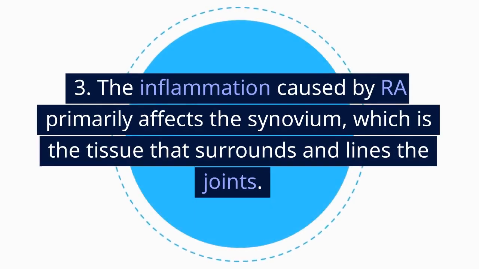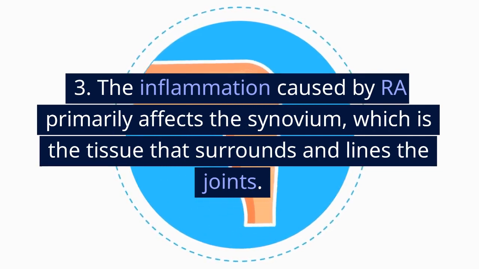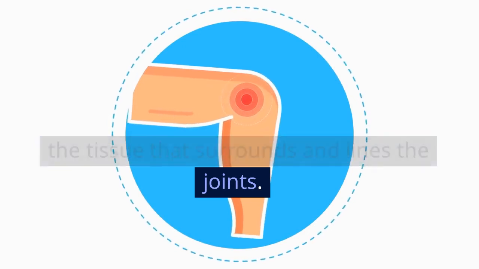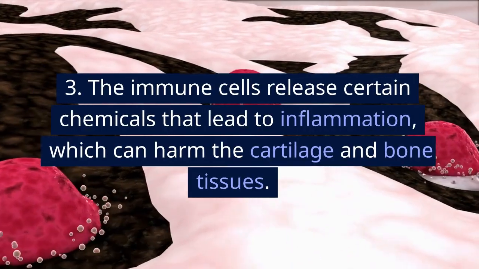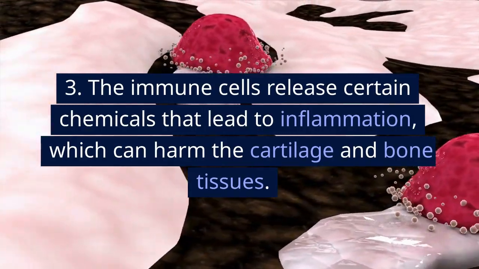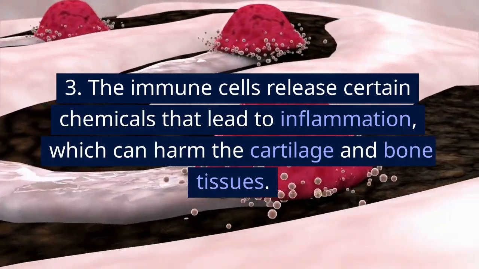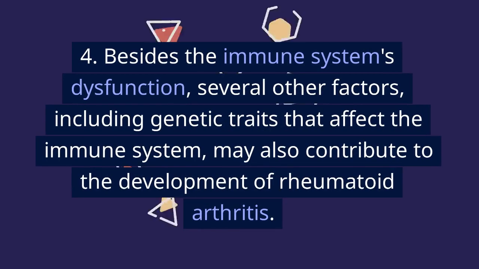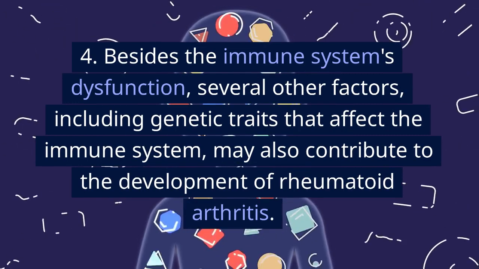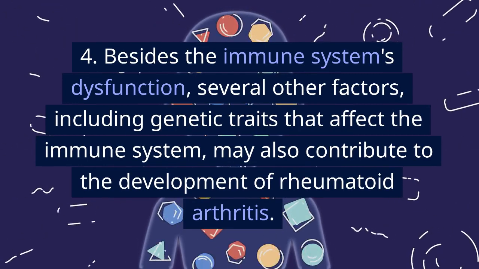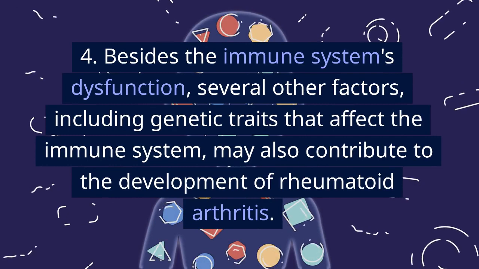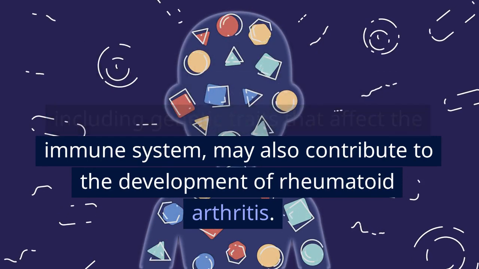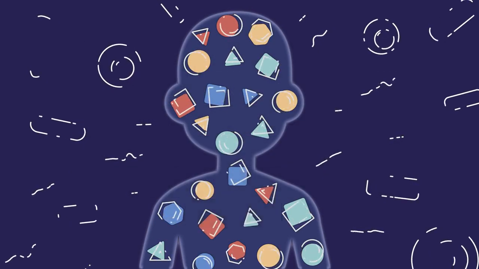The inflammation caused by RA primarily affects the synovium, which is the tissue that surrounds and lines the joints. The immune cells release certain chemicals that lead to inflammation, which can harm the cartilage and bone tissues. Besides the immune system's dysfunction, several other factors, including genetic traits that affect the immune system, may also contribute to the development of rheumatoid arthritis.